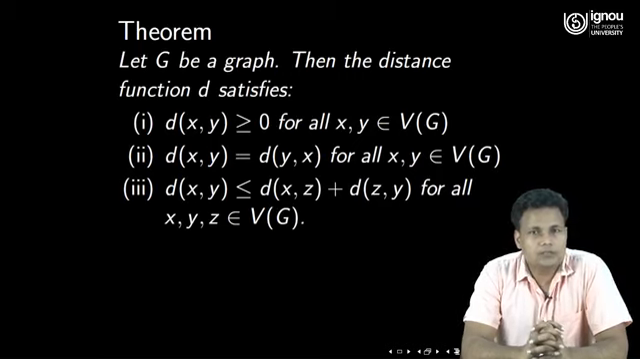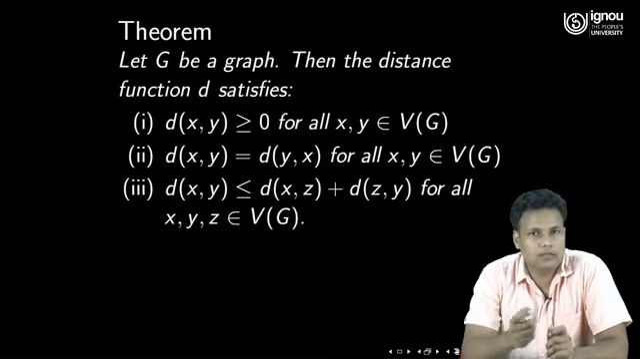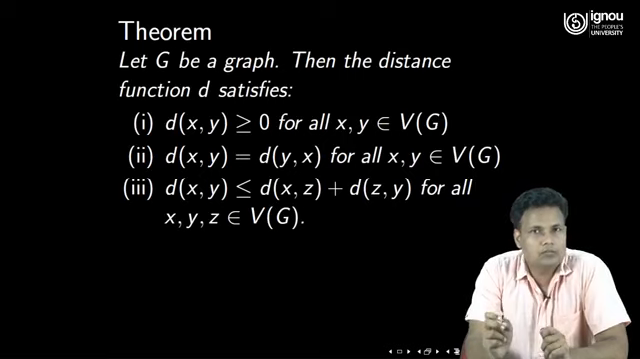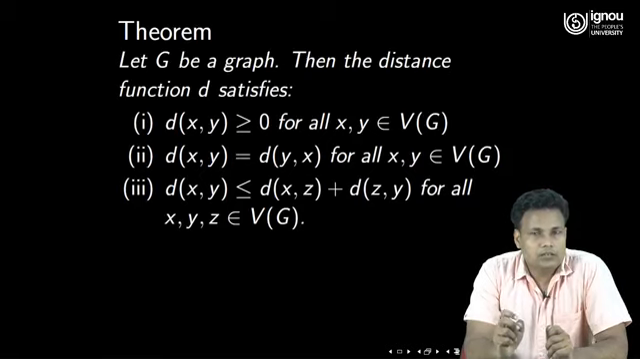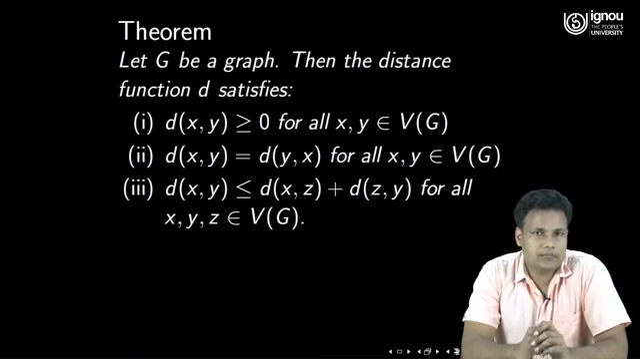This is also easy. Just consider a shortest xy path, and if you just reverse the sequence of the vertices and edges in this path, what do you get? A path from y to x, and of course with the same length. So this proves that the distance between x and y equals the distance between y and x.